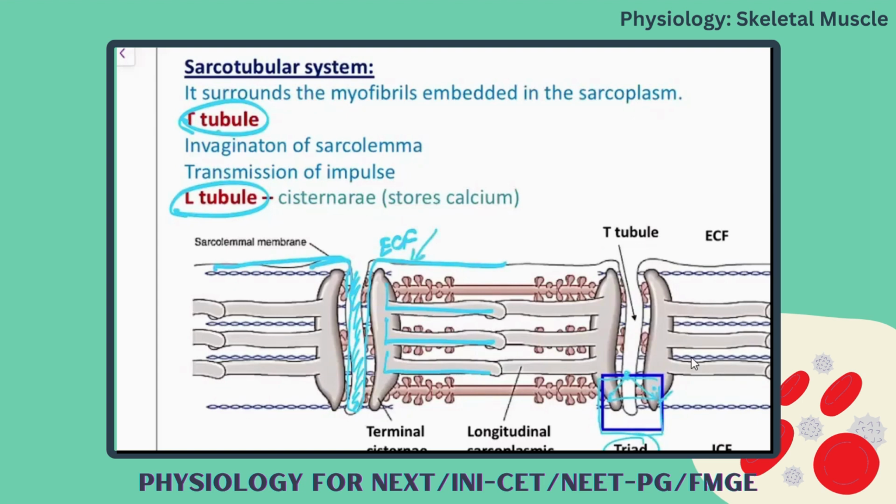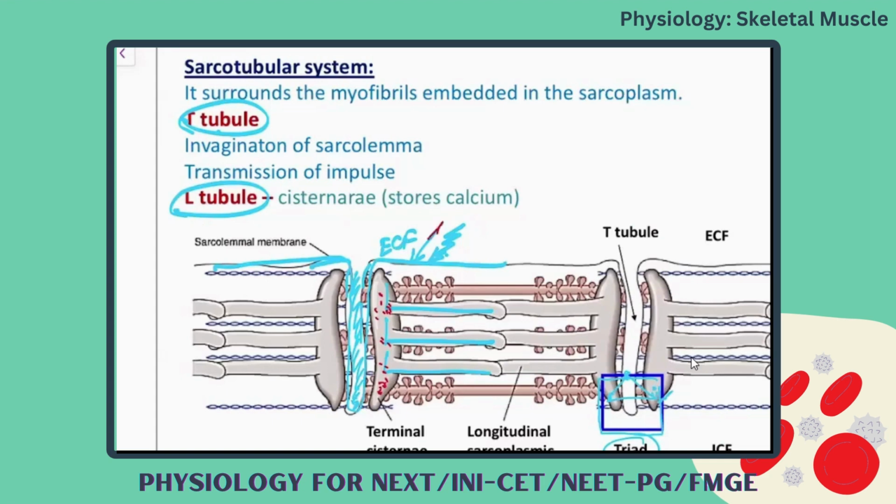Usually the extracellular fluid is the one which is going to bring the stimulus. So that stimulus, because of the invagination of the T tubules, will also go and reach the interior of the sarcolemmal membrane. And then the L tubule contains the cisternae. This part is called the cisternae, where the calcium stores are present. Why do you need the calcium? For the action potential to take place.